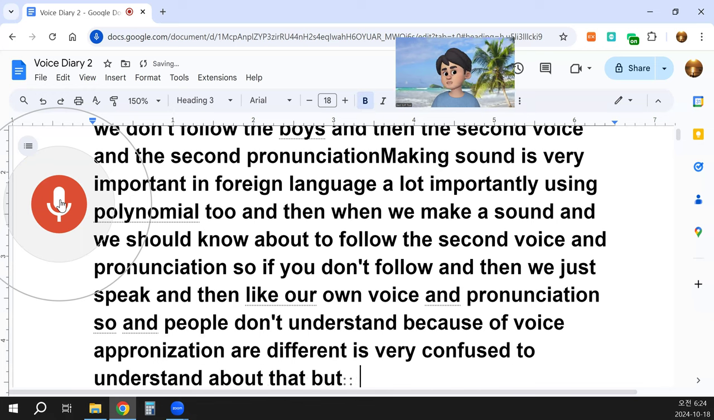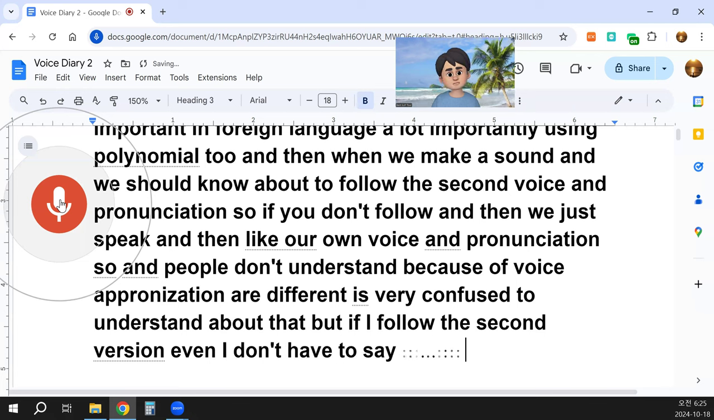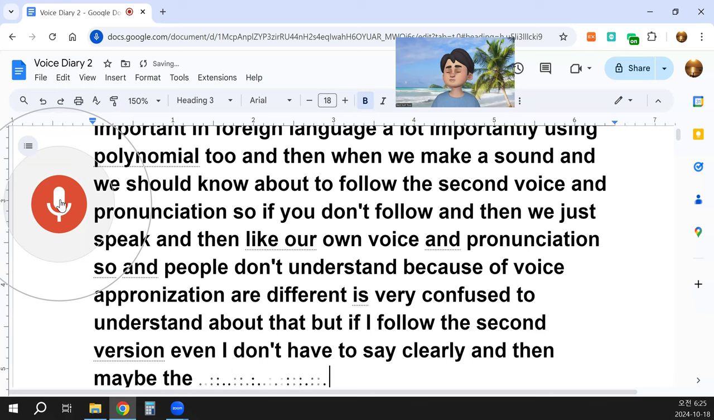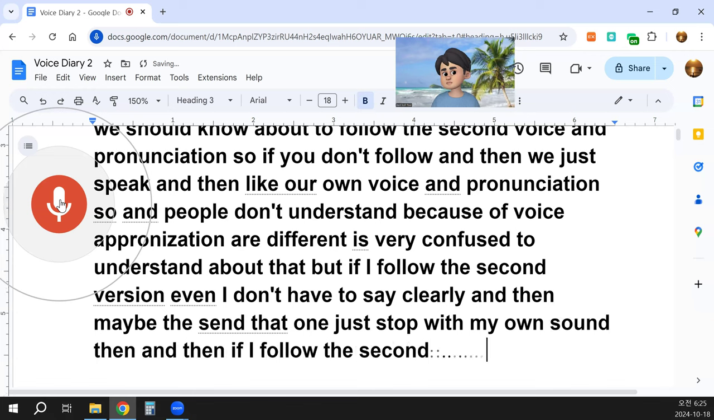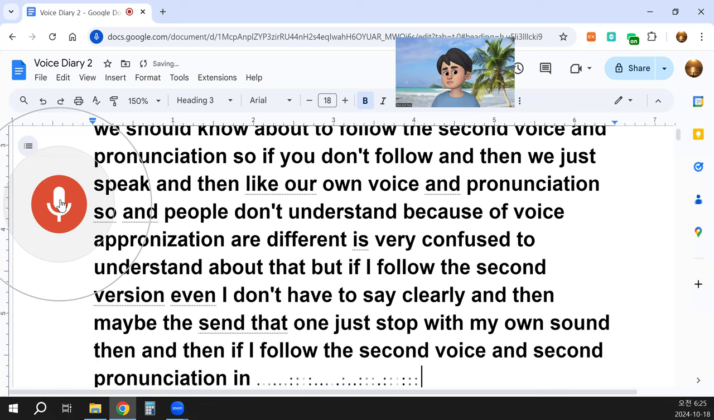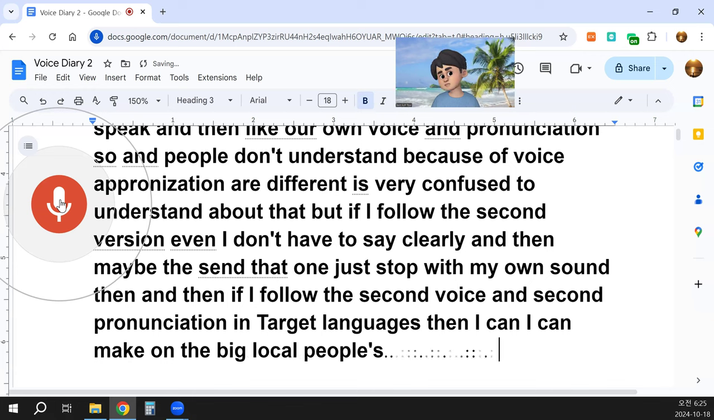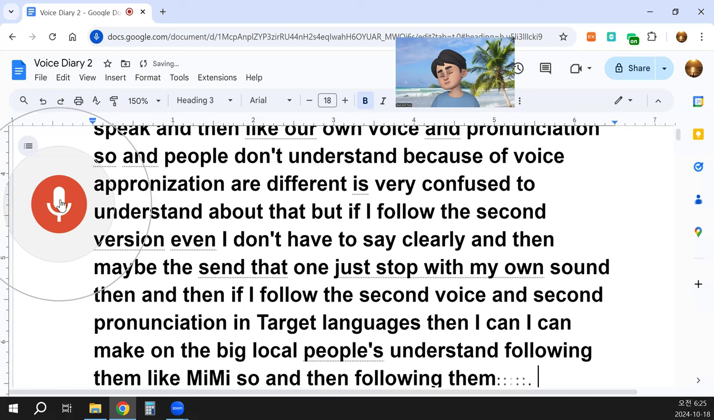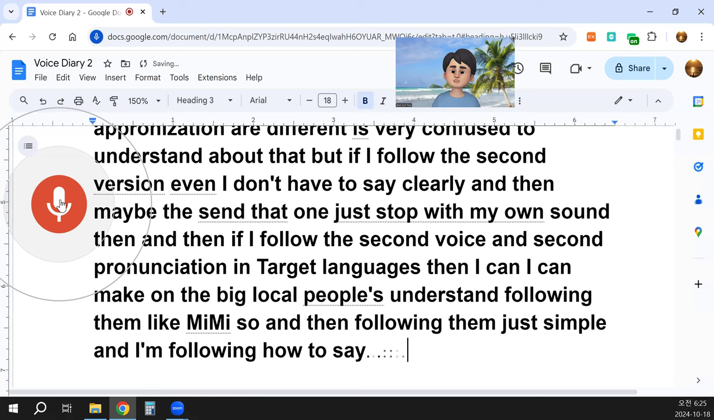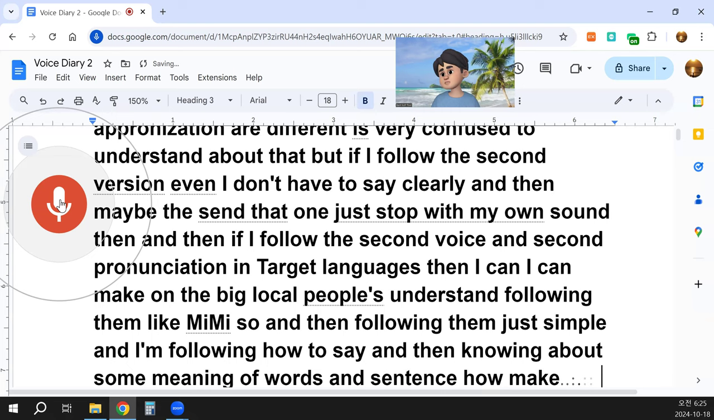But if I follow the second voice and pronunciation, even if I don't say it clearly or in the standard way, just with my own sound, then if I follow the second voice and second pronunciation of the target language, I can make local people understand, following the meanings. So following them is simple: following how they say it, and knowing the meaning of words and sentences, how to make them. That is very important.